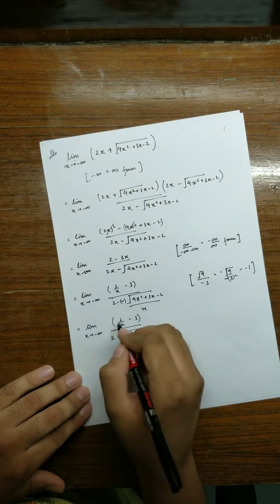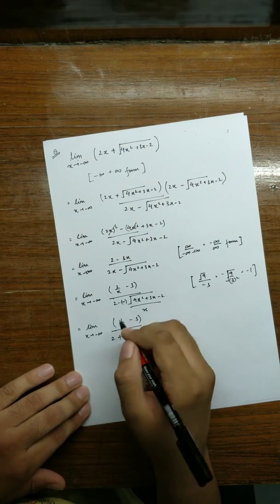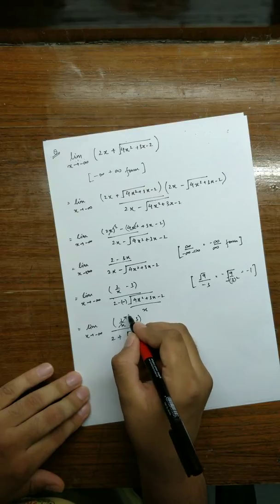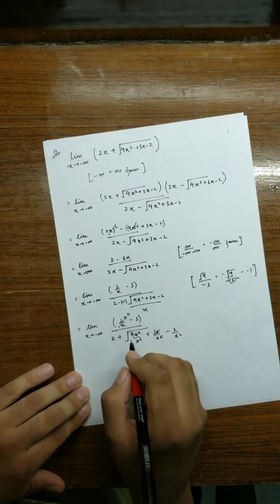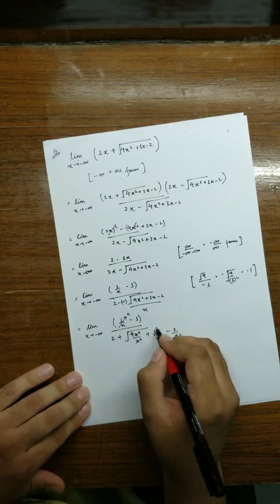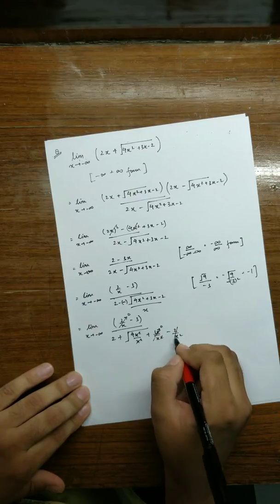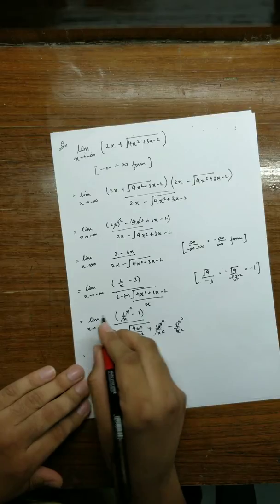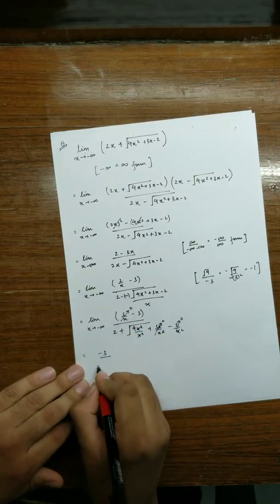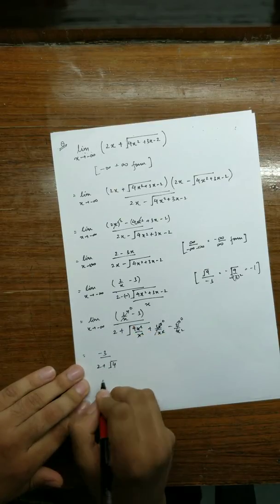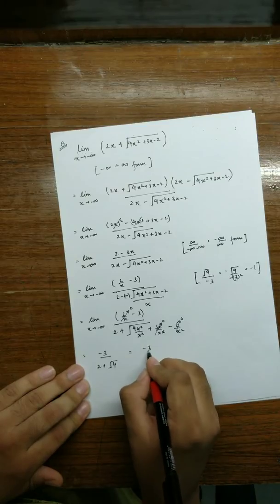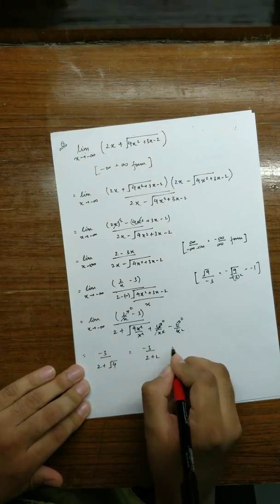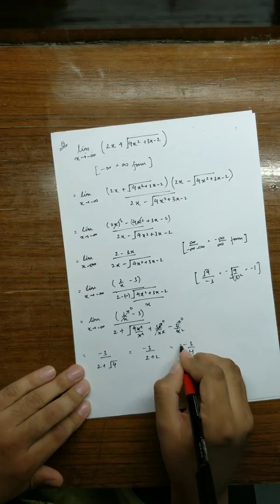Now we can evaluate the limit, and we can straight away plug in minus infinity. We get 2 over x goes to 0, 4 remains 4, 3 over x also goes to 0, and it's the same with 2 over x square. So what we have now is minus 3 over 2 plus the square root of 4, which is equal to minus 3 upon 2 plus 2, which is minus 3 upon 4, and that's the answer.